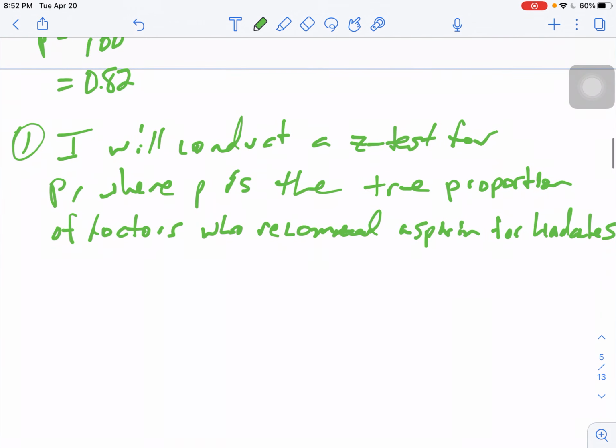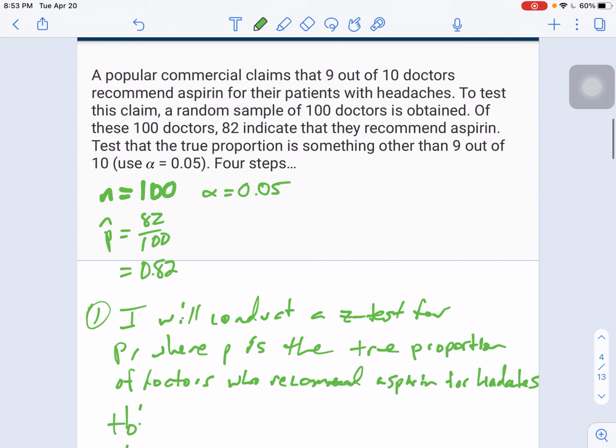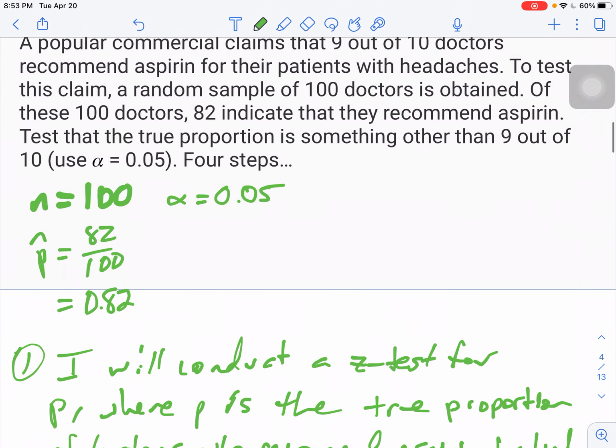The last part is to write my hypotheses. My hypotheses always come in pairs, a null and an alternative. So for the null hypothesis, I want to make a hypothesis for P, and I'm going to use the commercial as my claim. I'm going to assume that the commercial is true, and then I'm hoping to have evidence to support my alternative, which would state that that claim is false. So my null hypothesis, as the commercial said, is that P equals 0.9. So 9 out of 10 doctors recommend aspirin for headaches. And if I look through the problem, it says, is something other than 9 out of 10.